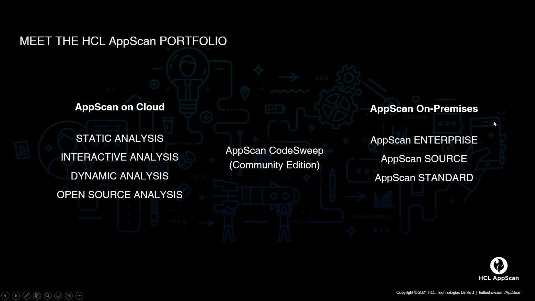On the on-prem side, we have AppScan Enterprise, AppScan Source, and AppScan Standard. These components are more focused and aligned to the different technologies. For instance, AppScan Standard is focused on DAST.